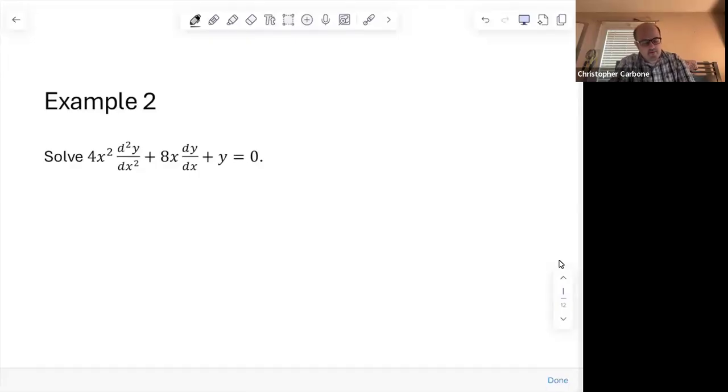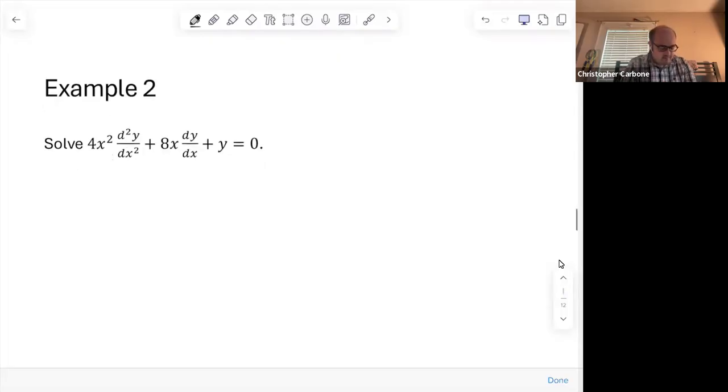Hello, class. So I have this example, this being a case 2 of the Cauchy-Euler based type of second order differential equation, and this one being the repeated roots based one. So we want to solve 4x squared times the second derivative of y with respect to x, plus 8x times the first derivative of y with respect to x, plus y is equal to 0.